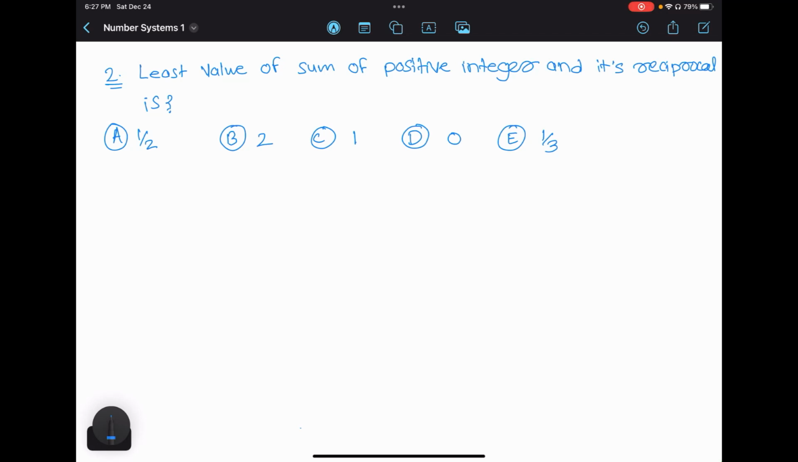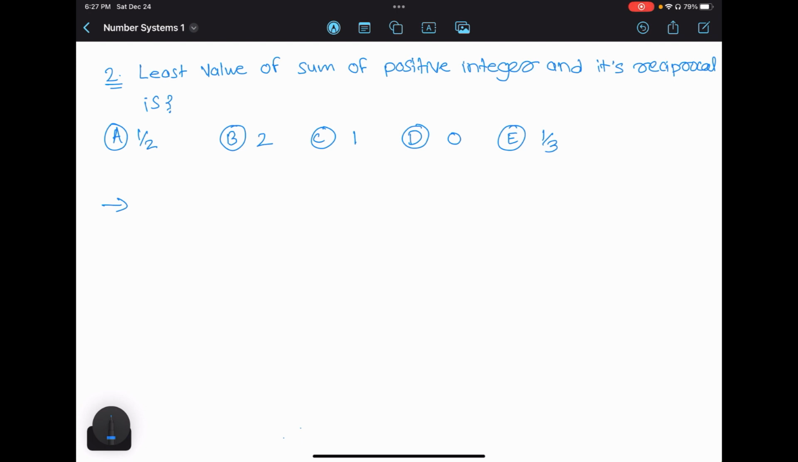So from the chapter of number systems, let's start with question number 2. Let's see what question number 2 says. It says: the least value of the sum of a positive integer and its reciprocal is, and we have to tell what the value is. The options are half, 2, 1, 0, and 1/3.